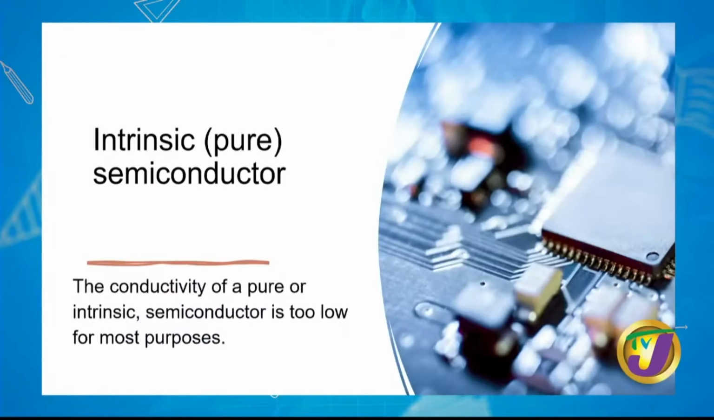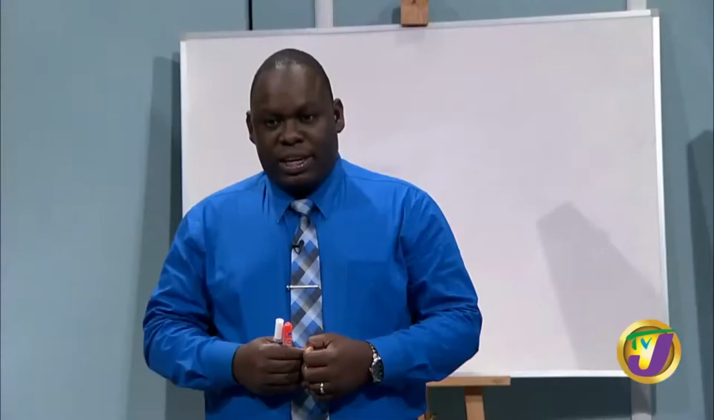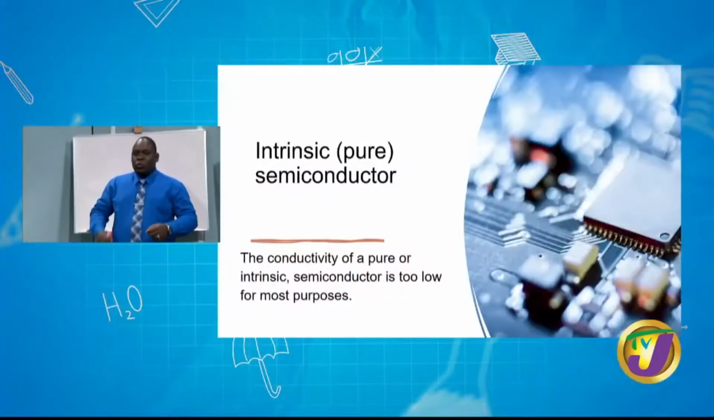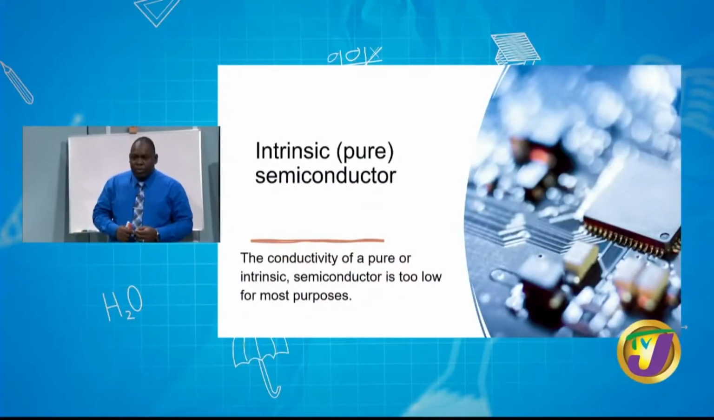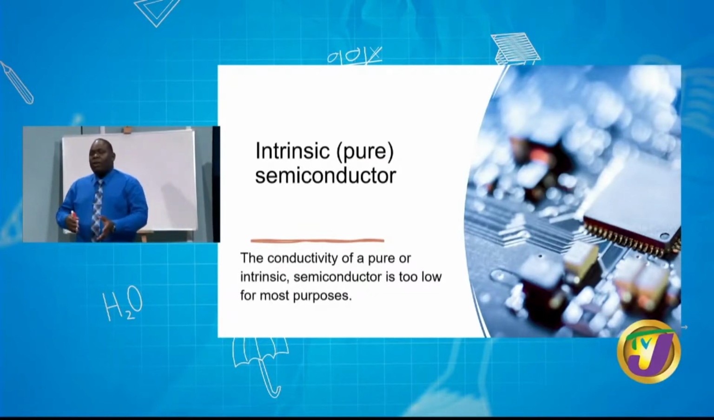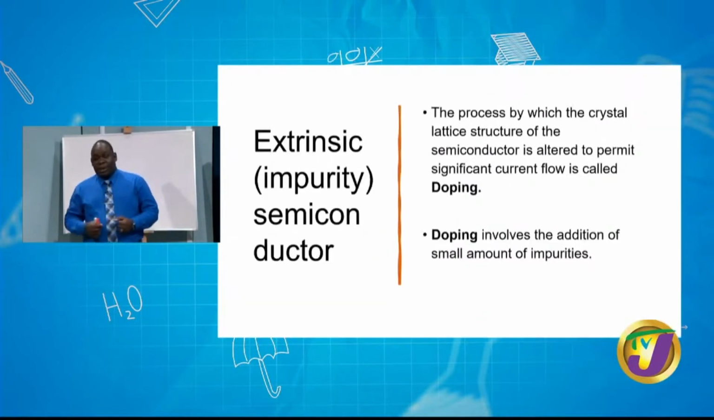Now, this is what happens in an intrinsic semiconductor. But as we mentioned, there's a big problem when it comes to the intrinsic semiconductor. The conductivity is too low for most purposes. So it's hard to work with. We can't really do much with it. And that is the reason why we have to move on to the next type of semiconductor, which is the extrinsic semiconductor.